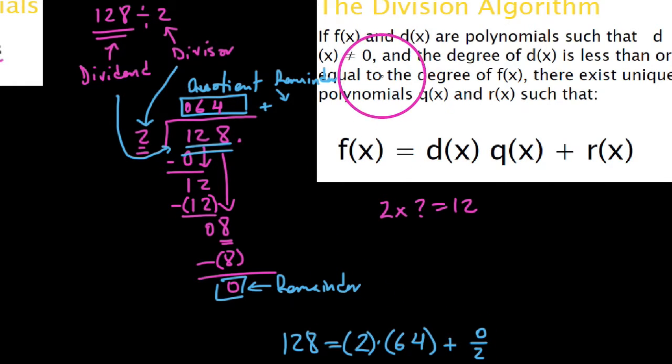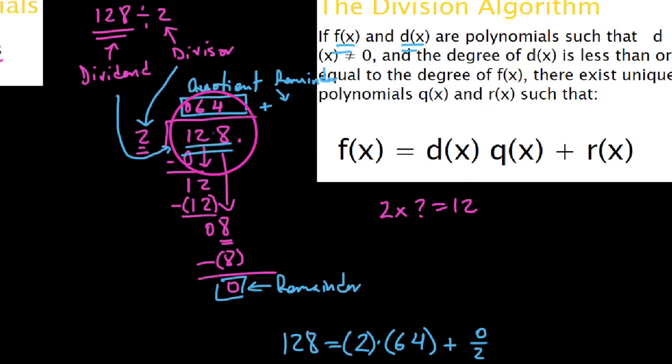So as far as the division algorithm is concerned, it says, what if we had two polynomial expressions, f of x, which is our dividend, and d of x, the divisor polynomial. And we say d of x isn't equal to 0. We don't want to divide by 0. We also assume that the degree of the denominator is less than the degree of the numerator.